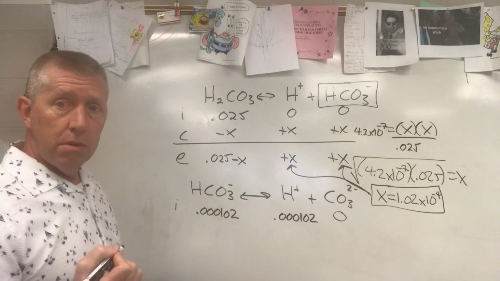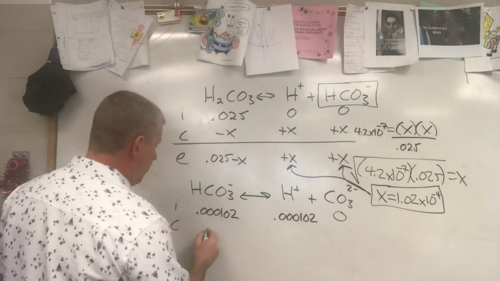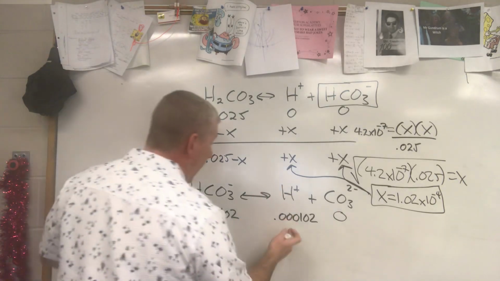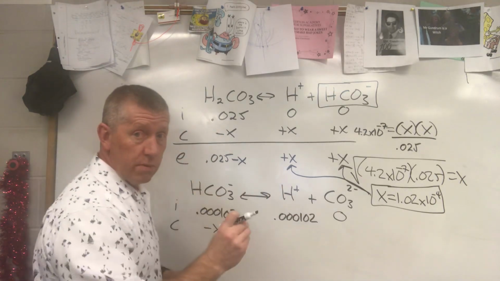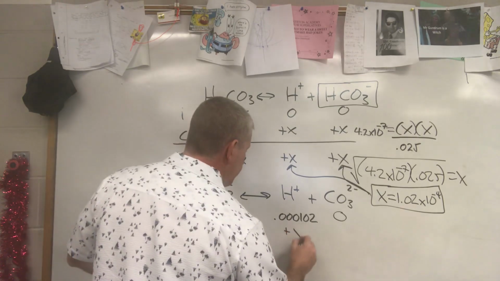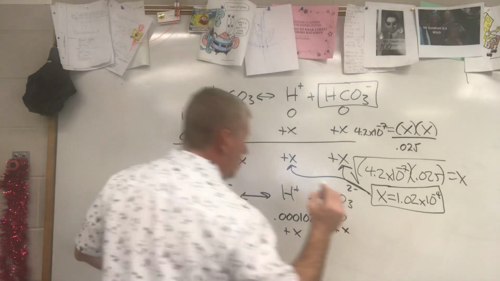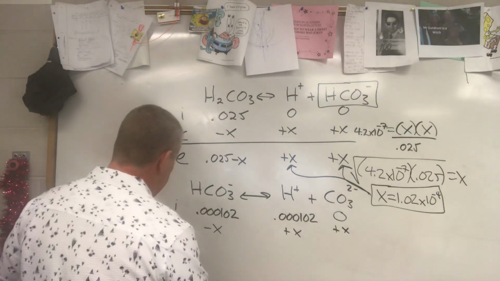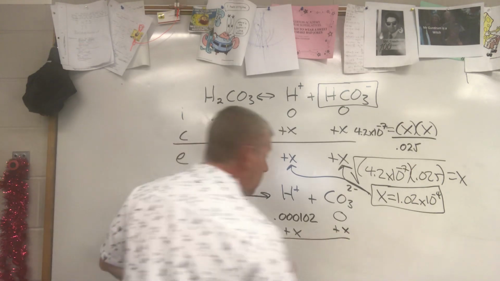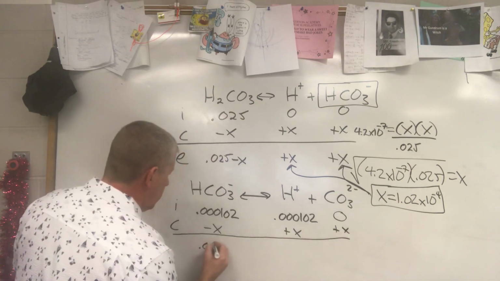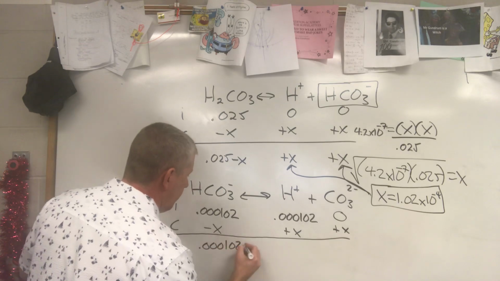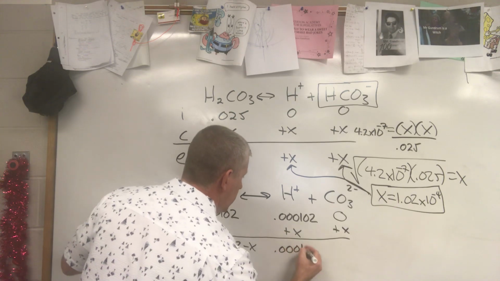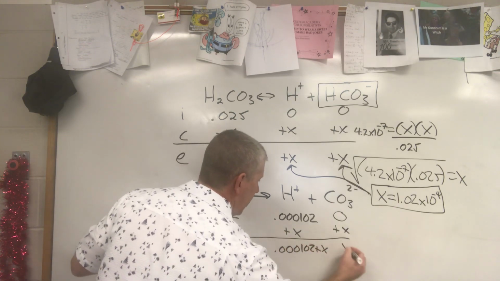All right. What happens? Well, I'm going to lose some of this. Some of that breaks down, so I lose some of it, negative X. I will gain some more of this. I'll gain more hydrogen, so this will be positive X, and I'm going to make some carbonate ion, positive X. If I go ahead and do this out, I get 0.000102 minus X. This is 0.000102 plus X and X.